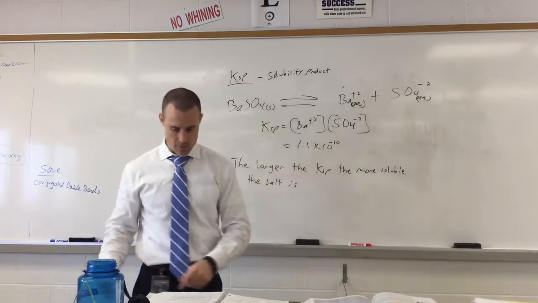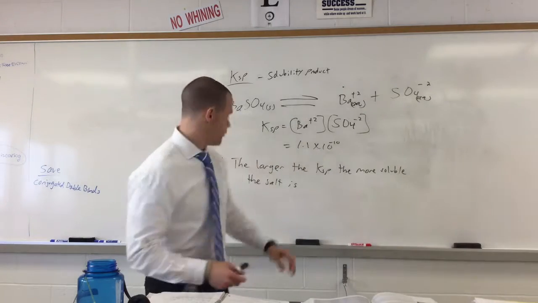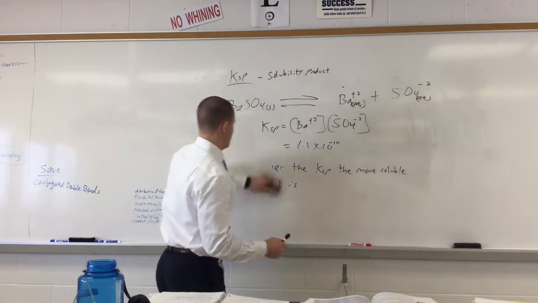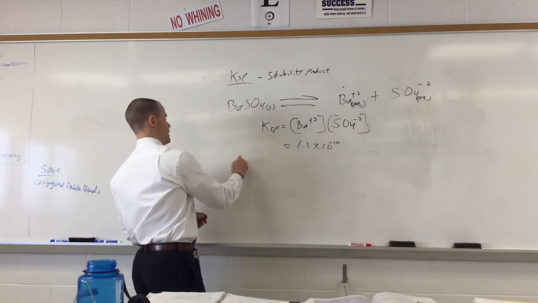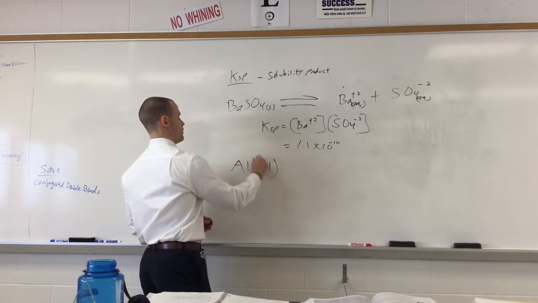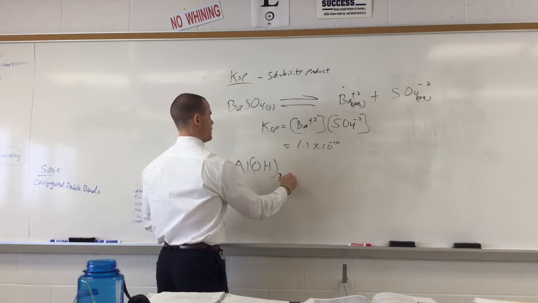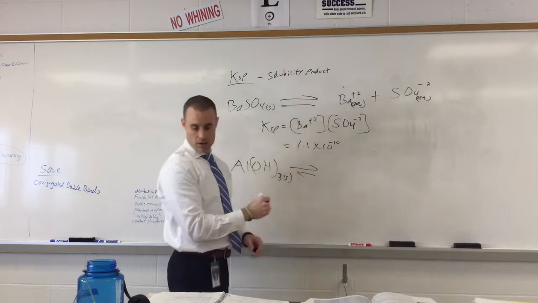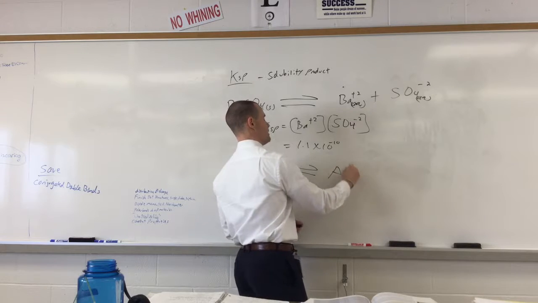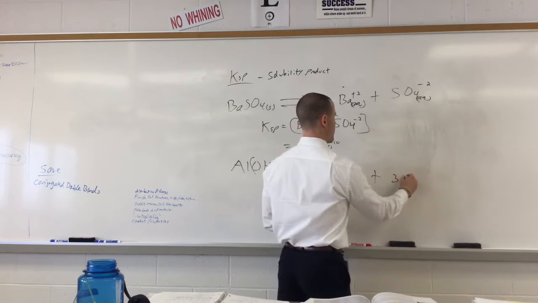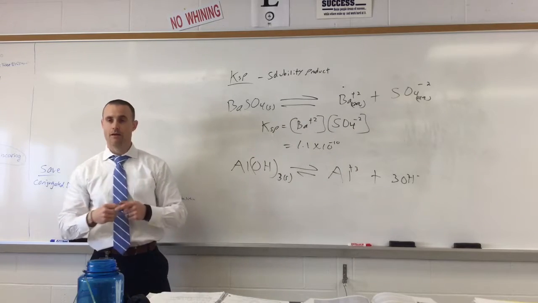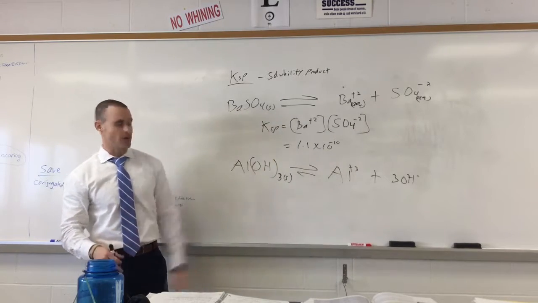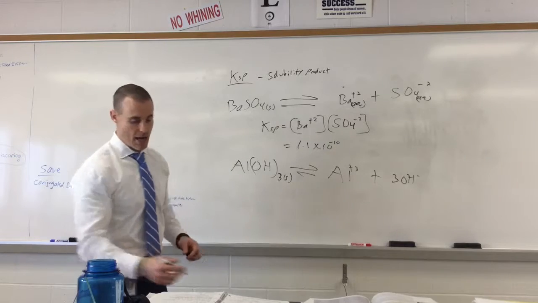Okay. So if we use this example, and then there's another one I have here, aluminum hydroxide. If we take Al(OH)3 solid and we put it in water, it dissociates. So you obviously need to be real good at dissociating ions here. I don't really teach that. I expect you to be able to do that. Okay, so Al plus 3 and 3 OH minus.